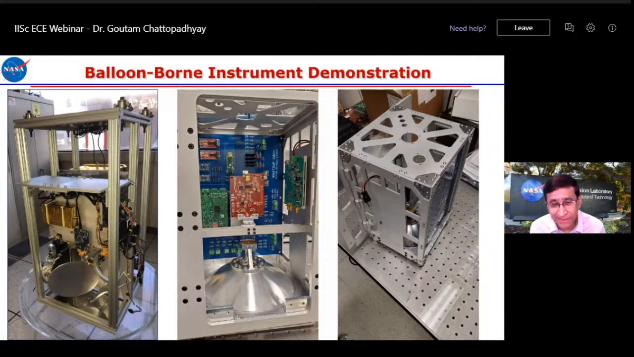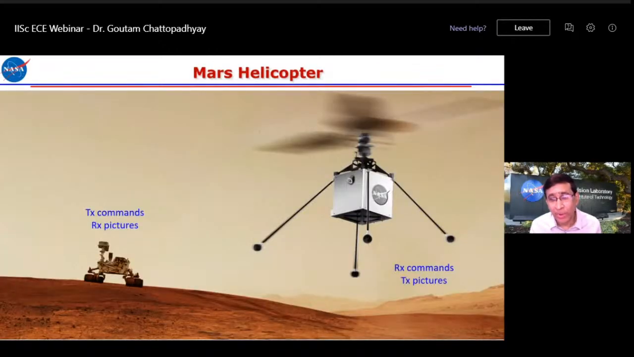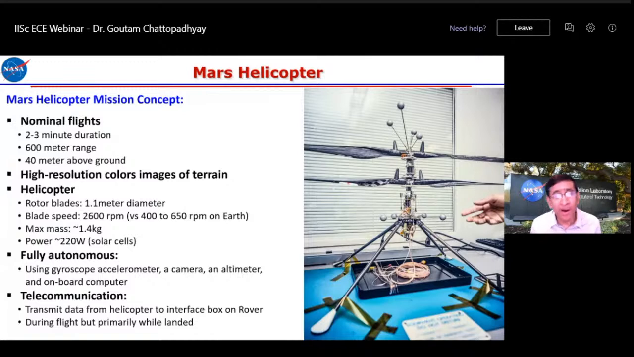So this is the plan that is almost there. Next year, sometime in April, we'll be flying on a balloon, and then eventually we'll be flying on a CubeSat. So I want to end with something else completely. This is a Mars helicopter. Many of you know that with the Mars Perseverance rover, we are sending an Ingenuity helicopter as well.